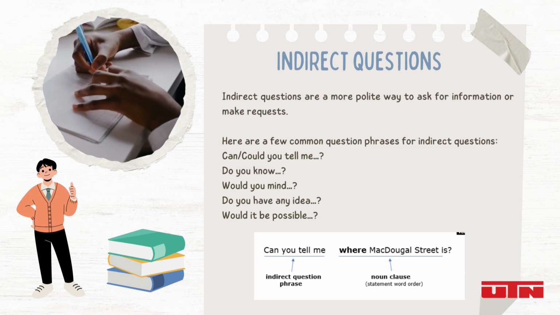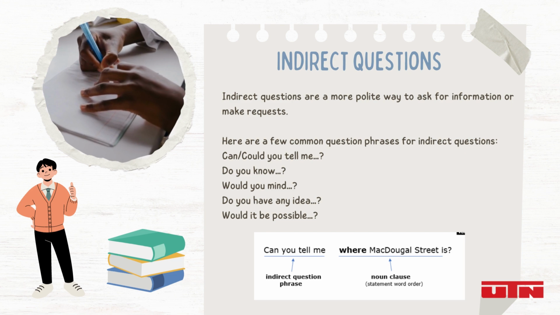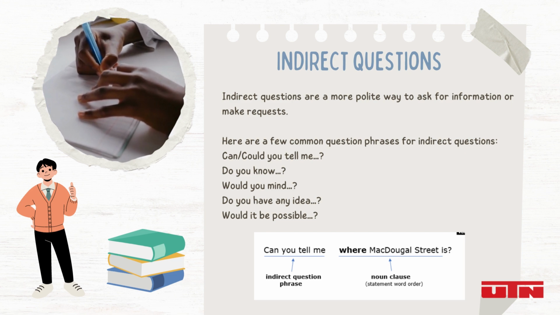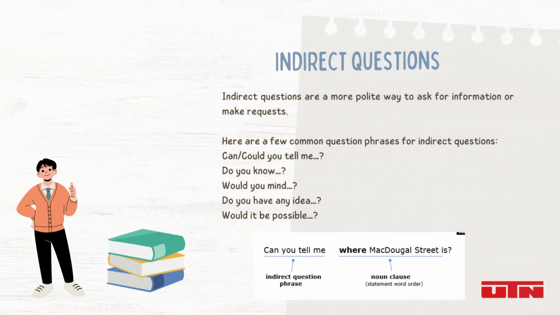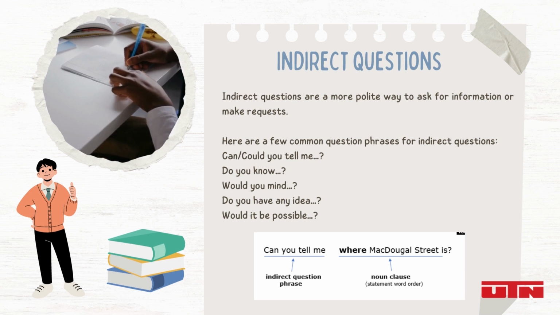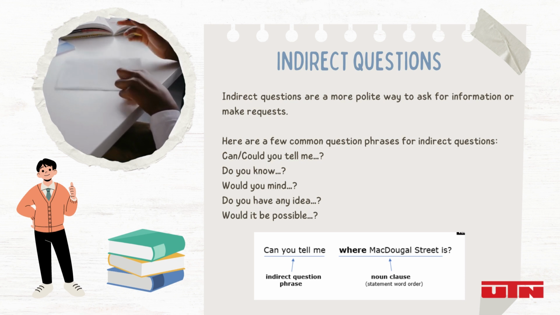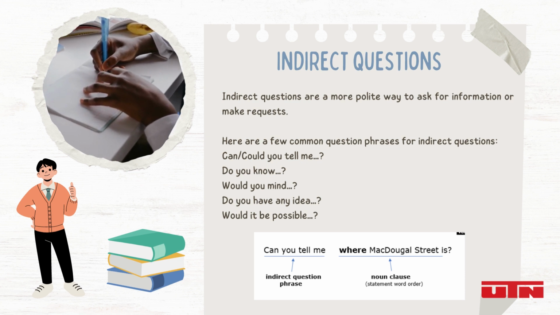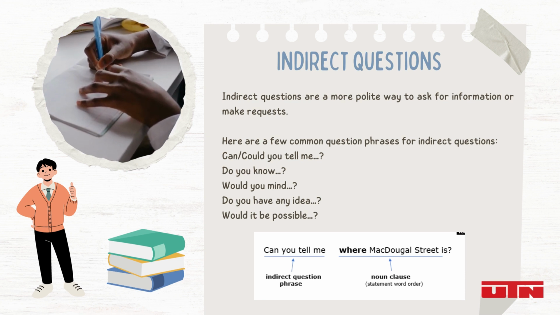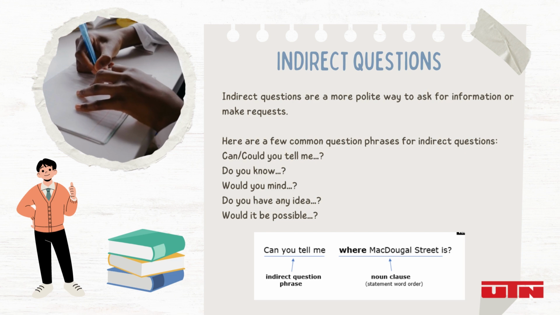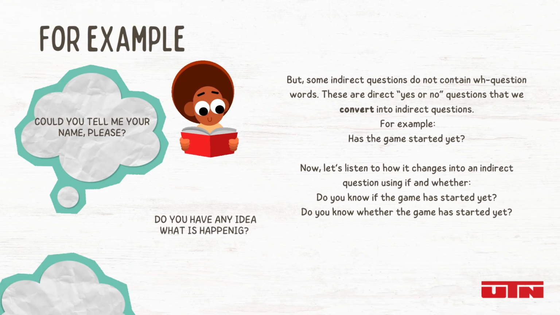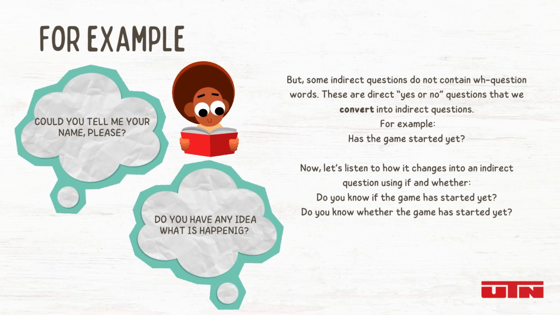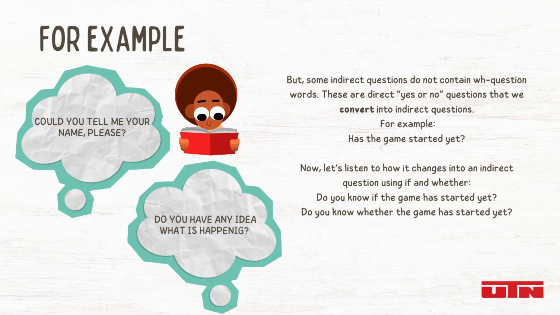Could you tell me? Do you know? Would you mind? Do you have any idea? Will it be possible? To form an indirect question, we start with phrases like these. Then we add direct questions to them, changing both the word order and the tense. For example, could you tell me your name, please? Do you have any idea what is happening?